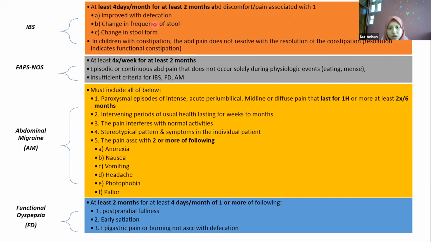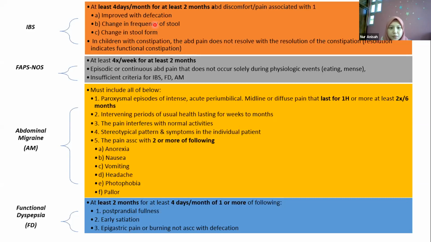So in children with constipation, usually the abdominal pain does not resolve with resolution of the constipation, because if the pain resolves with resolution of constipation, it might indicate functional constipation instead of FAP or IBS. And the second is FAPS NOS, at least 4 times per week for at least 2 months. The pain is episodic or continuous that does not occur solely during physiological events, such as eating or menses. And the last is insufficient criteria for IBS, functional dyspepsia, or abdominal migraine. Like I said before, it is a criteria that doesn't fit any of the 3 other criteria.